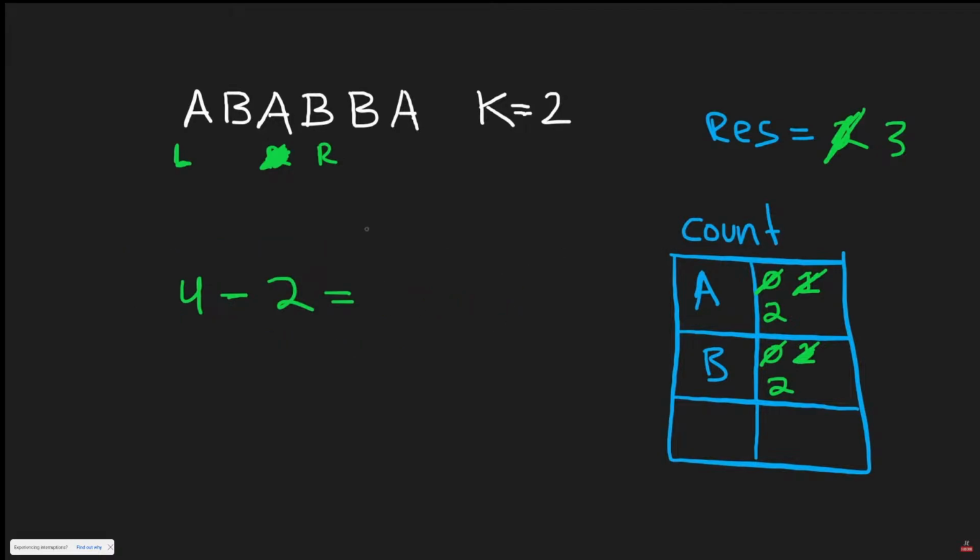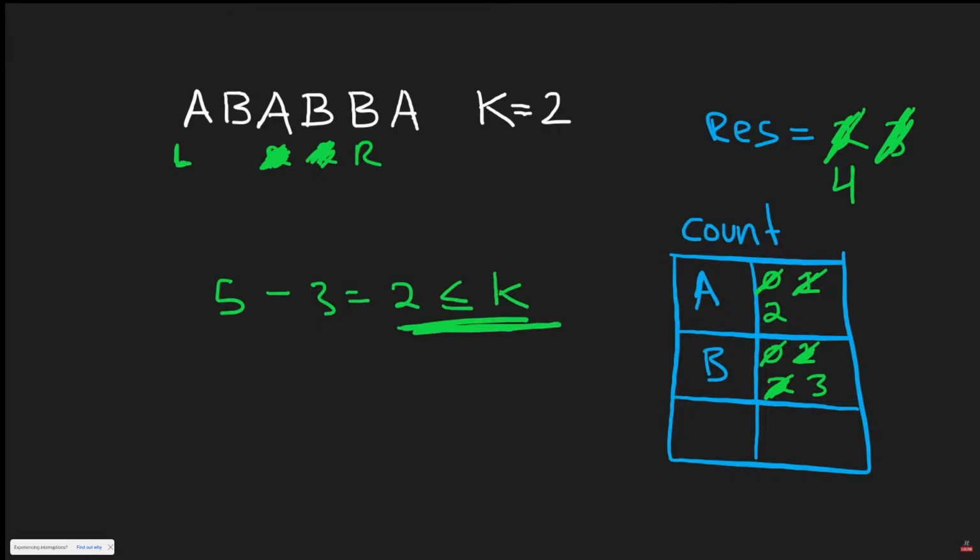So once again, we found a window that's longer than our result. We found a window now of length 4. And so once again, we're going to take our right pointer and shift it. So now another B, let's increment the count of B to 3. So the length of the window now is 5 minus the count of the most frequent character. That character is B. 5 minus 3 is 2, and that's less than or equal to K.